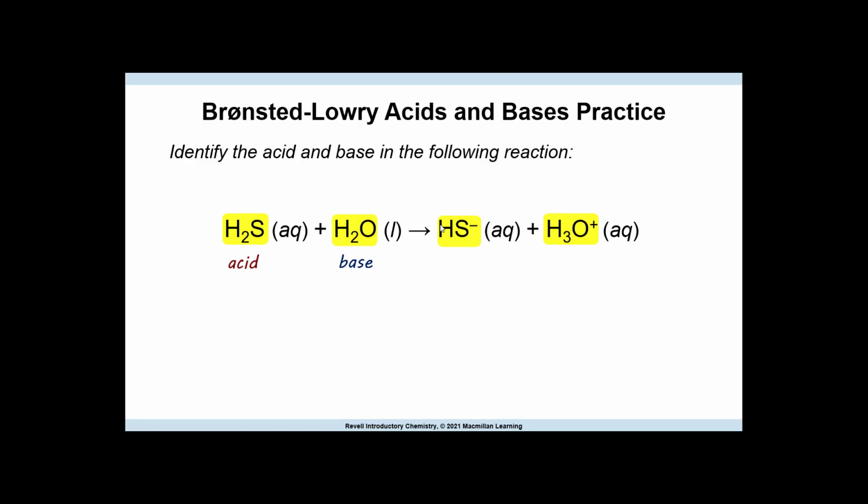So let's look at another example. Identify the acid and the base in this reaction. Notice that as we go from reactants to products, the H2O gains a proton. This means that H2O is the proton acceptor, meaning the base. Similarly, as we go from reactants to products, H2S loses a hydrogen ion with a charge of +1 to become HS-. This means that H2S is the proton donor, also known as the acid.